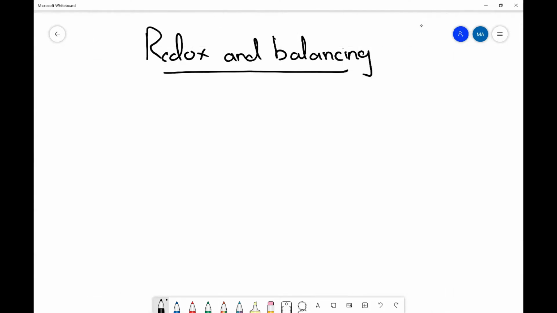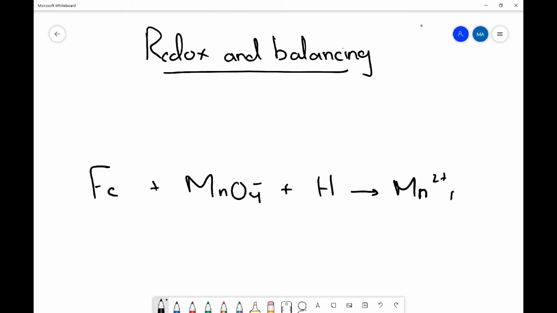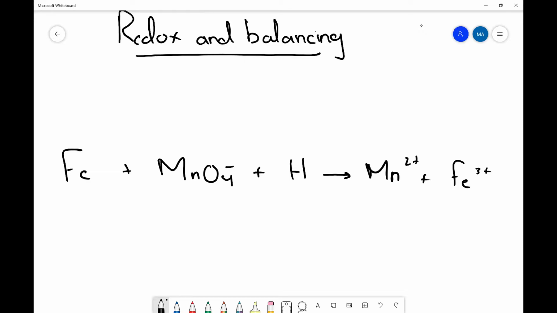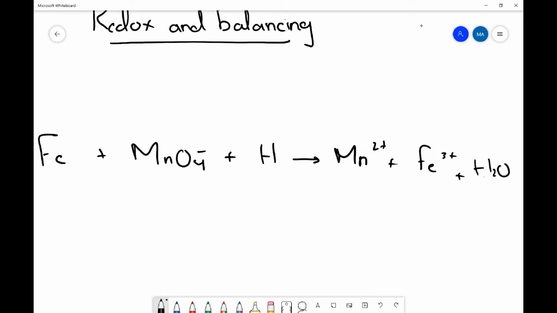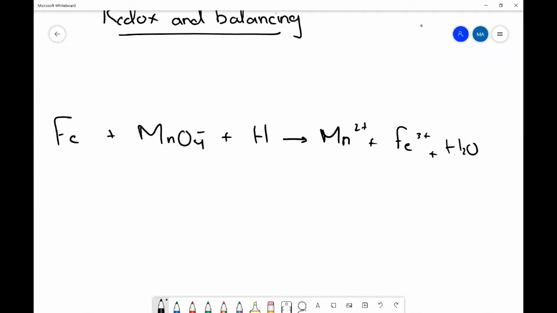Let me write down an equation here. Fe plus MnO4 negative plus hydrogen gives us Mn2 positive. So this is a mixed equation of ions and compounds, plus H2O. Now we're going to use the rules of redox to first balance the equation by looking at the loss and gain of electrons, and then we'll use the conventional balancing methods.